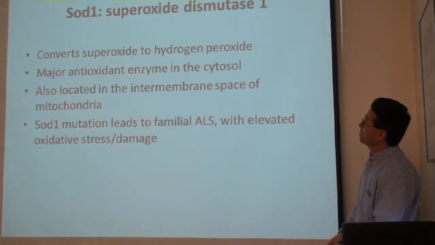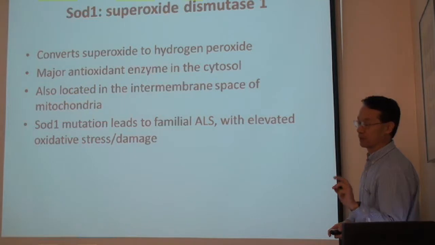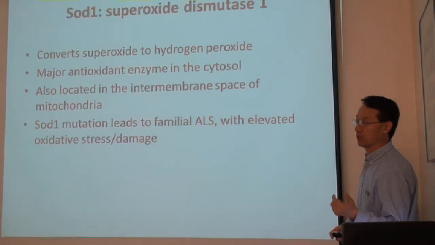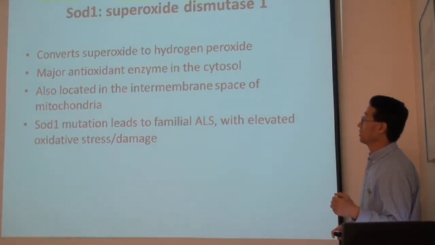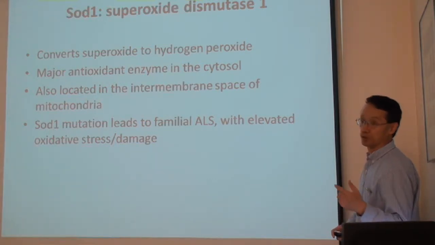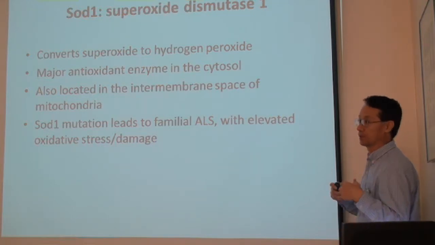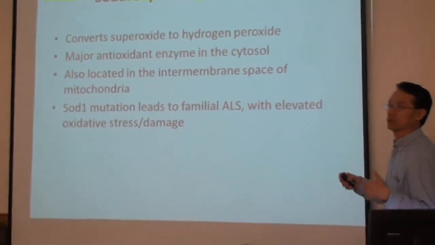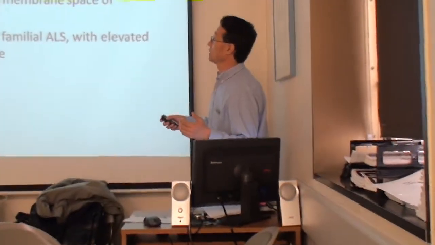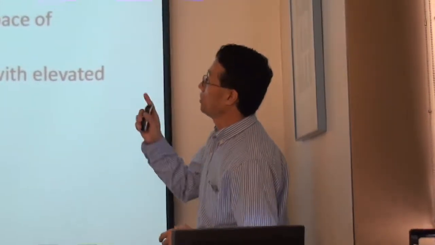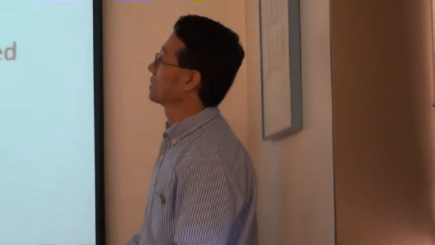Superoxide dismutase has three isoforms in humans. Superoxide dismutase 1 is cytosol localized, also partly localized in the intermembrane space of the mitochondria. Superoxide dismutase 2 is solely localized in the mitochondria. And superoxide dismutase 3 is extracellular, in the fluid outside the cell. The superoxide dismutase 3 knockout mouse can survive, no problem. The superoxide dismutase 2 knockout cannot survive; it is embryonic lethal. And the superoxide dismutase 1 knockout can survive, and that's good for our study.